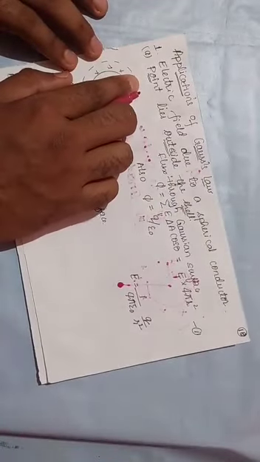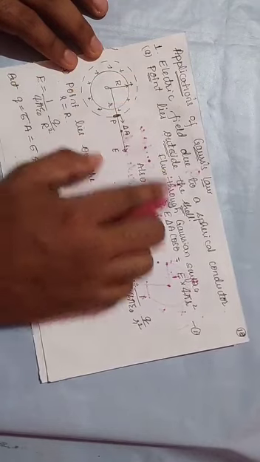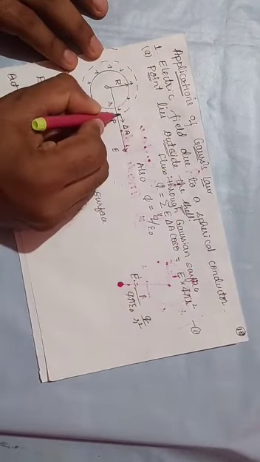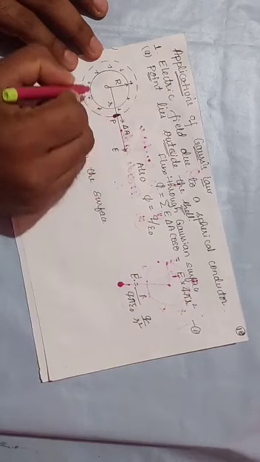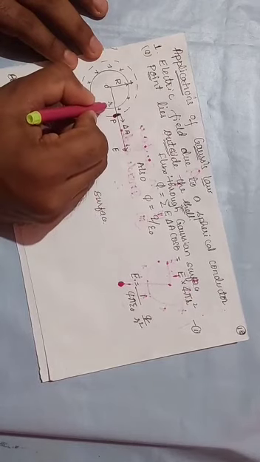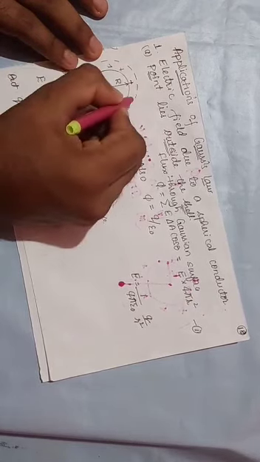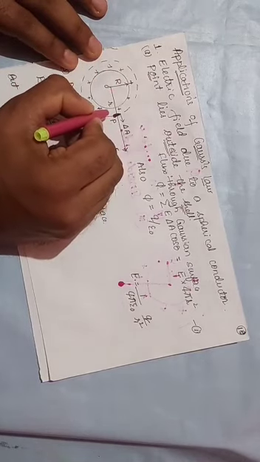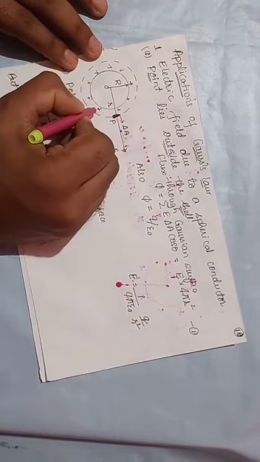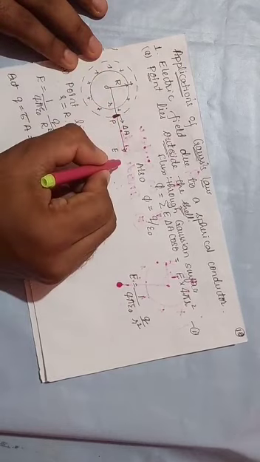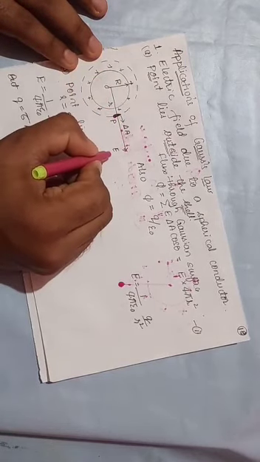The first case is when point P lies outside this shell. Let us consider point P here, at a distance r, small r, from the center O of the spherical conductor, and capital R is the radius of this charged conductor. As this conductor is positively charged, the electric field lines are directed outward as shown in the figure.